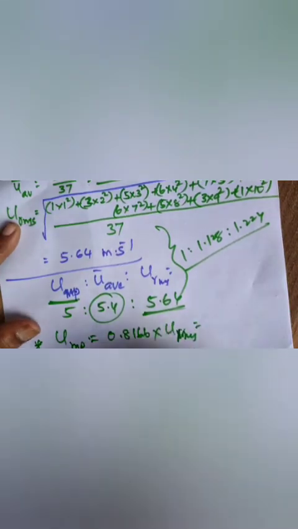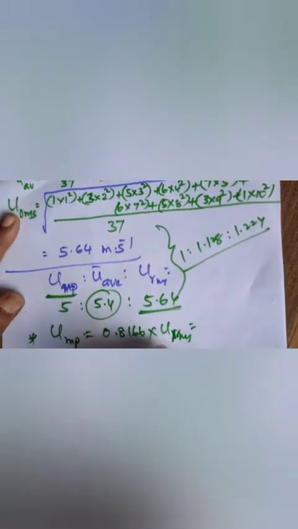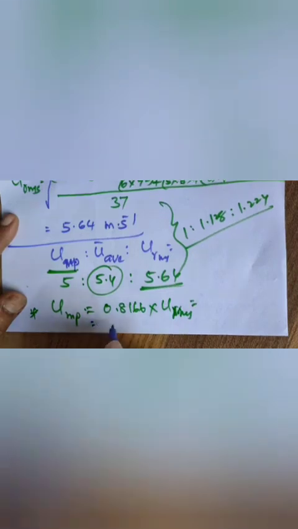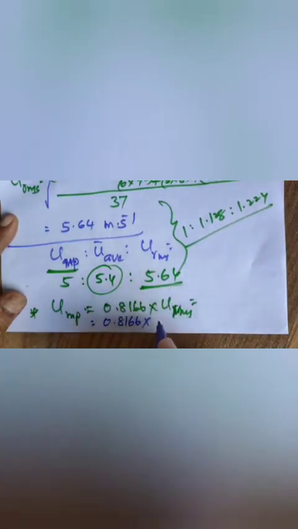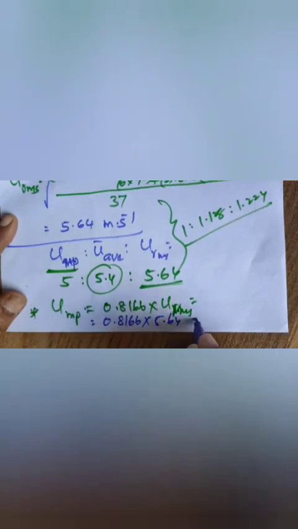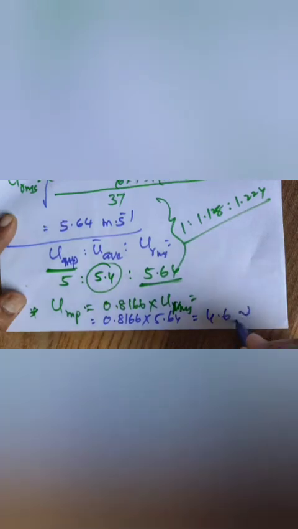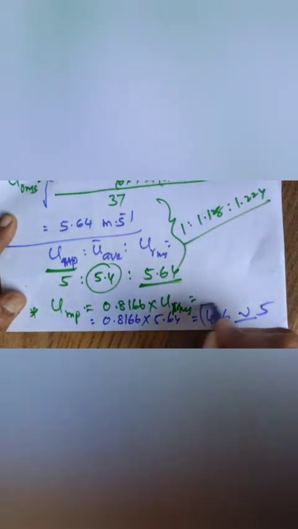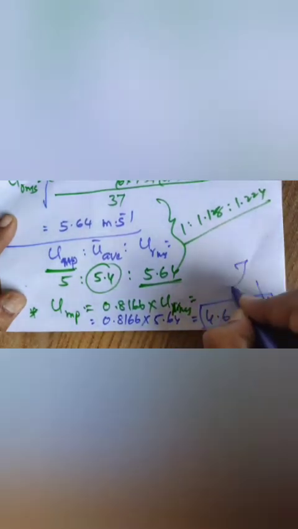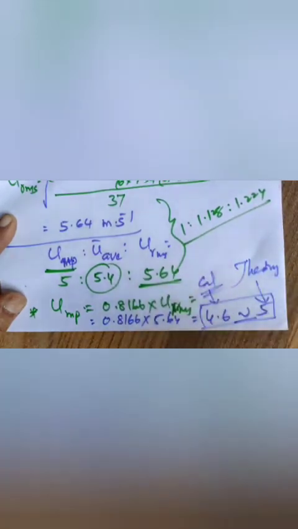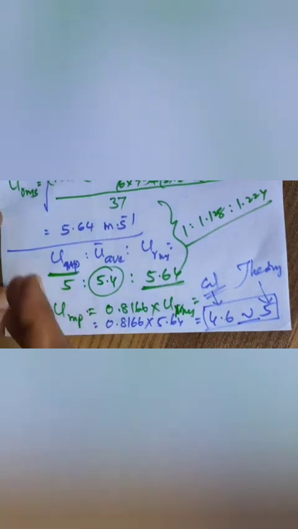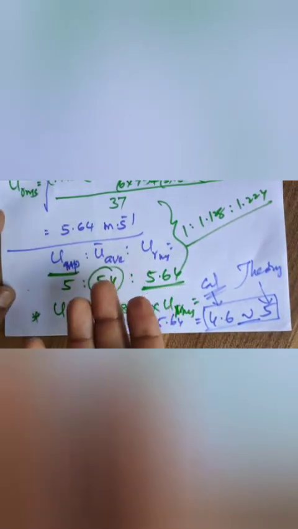Then after substituting, 0.8166 into 5.64 is equal to 4.6, which is very close to 5. This is as per theory and this is as per calculation. So that is the end of different types of velocities possessed by molecules.